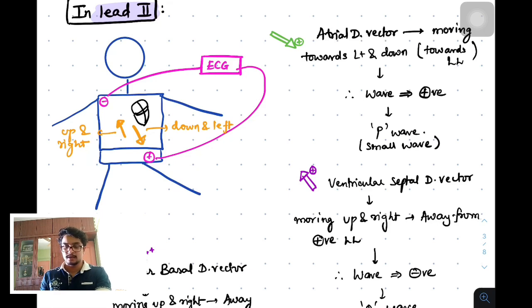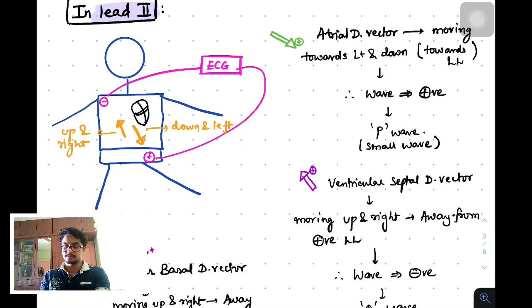Lead 2 is a bipolar lead with its positive electrode connected to the left leg and the negative electrode connected to the right arm. I'll talk about all these leads, unipolar, bipolar, all of them in my next video. For now, we'll just concentrate on lead 2. So positive electrode on left leg and negative electrode on right arm. Then we connect the ECG machine.